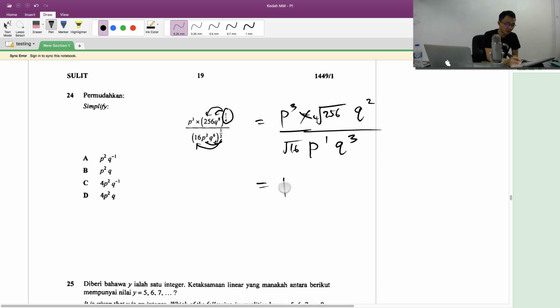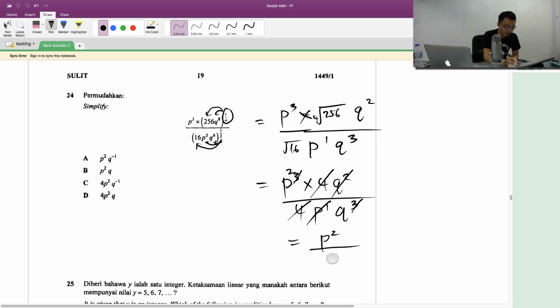So this one you can use the calculator. The calculator should be able to tell you that this one is 4, so this one is 4Q squared. The square root of 16 is 4 as well. So this is P1, Q3. The 4 and 4 I cut. P1 and P here I cut, left 2. This one I cut, left Q power 1. So therefore I will be left with P squared over Q power 1. Of course you didn't see any answer there, but Q power 1 in the denominator actually means Q power negative 1. So this should be the correct answer, should be A.